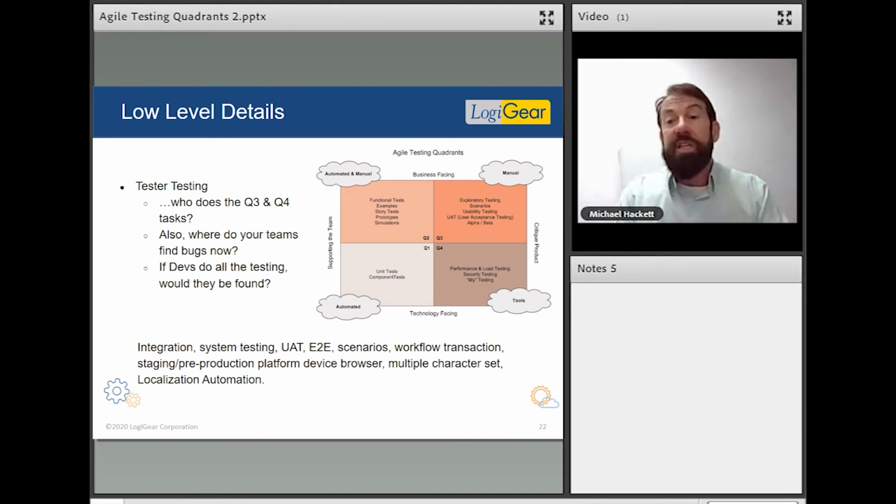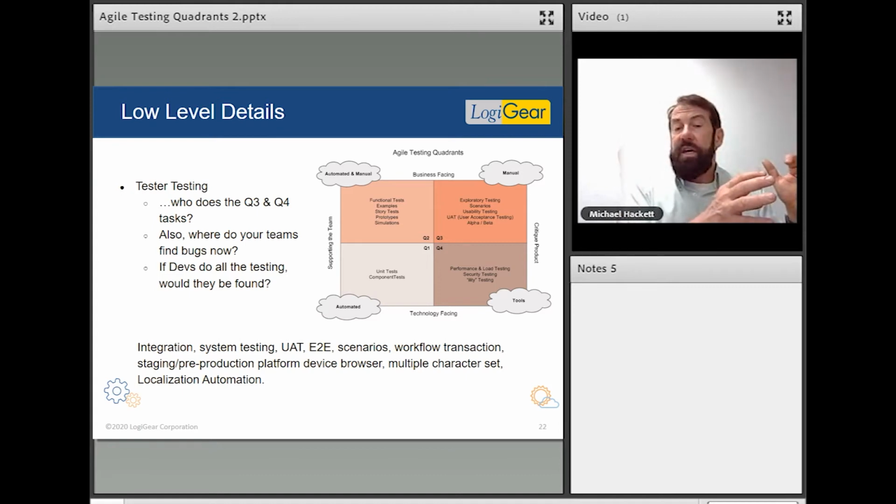So these tasks like integration testing, system testing, user acceptance, and scenario workflow transaction things that you run on staging or pre-production, platform type tests, browser type tests, device tests: how do they fit into your current testing strategy, and where can we put them in these quadrants so that the bugs get found earlier, and they're done by the right people?